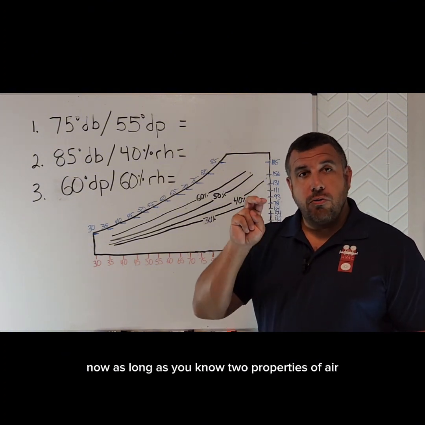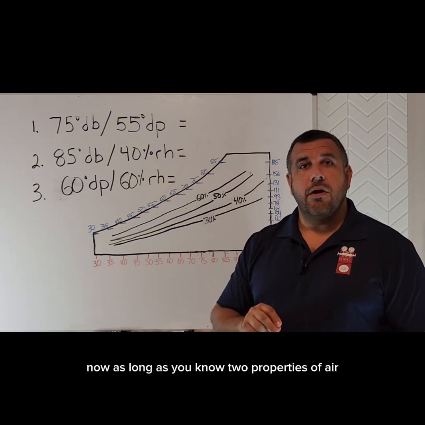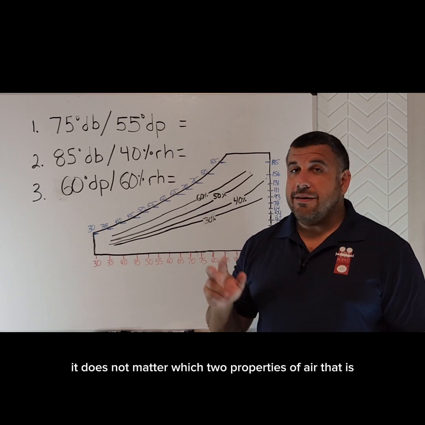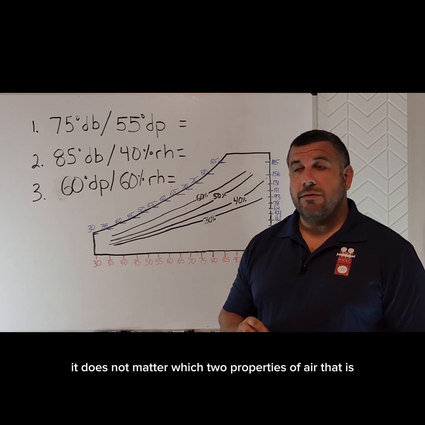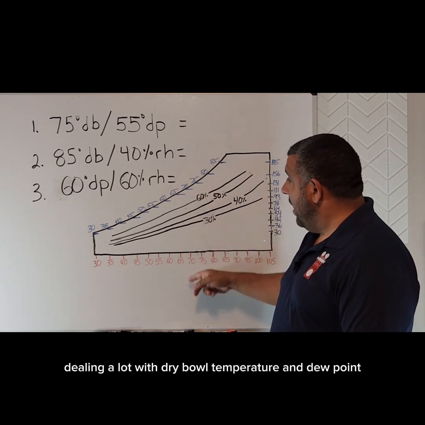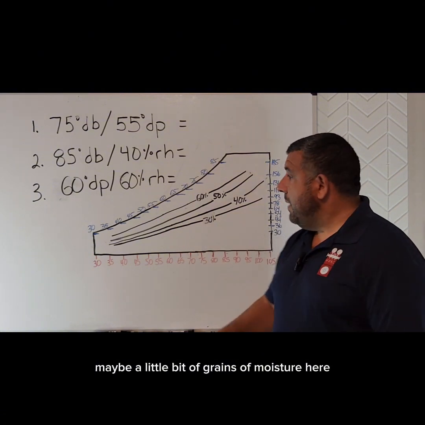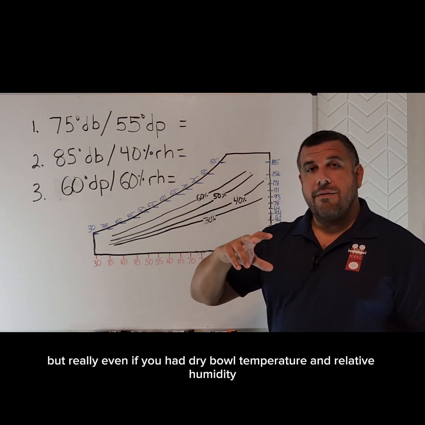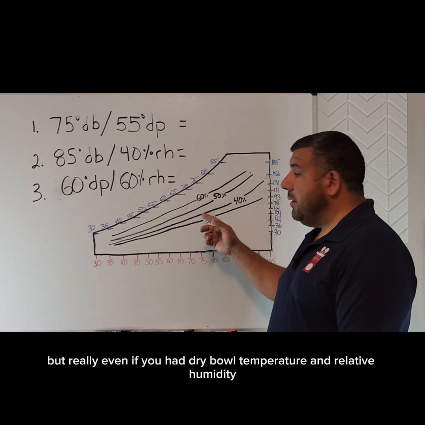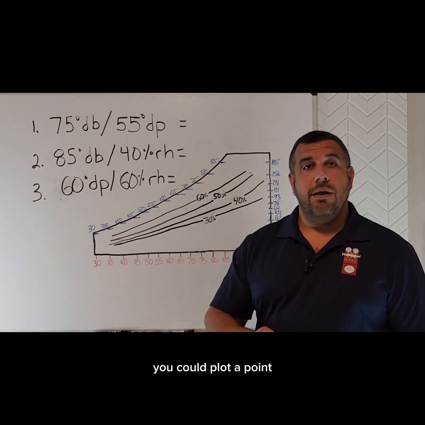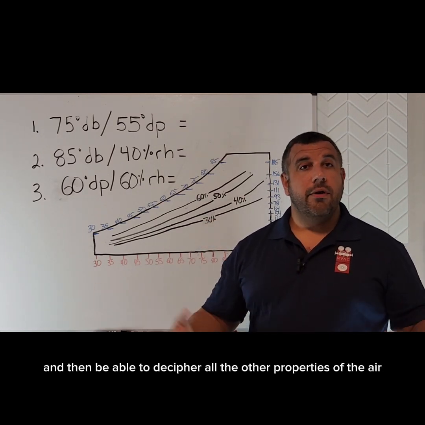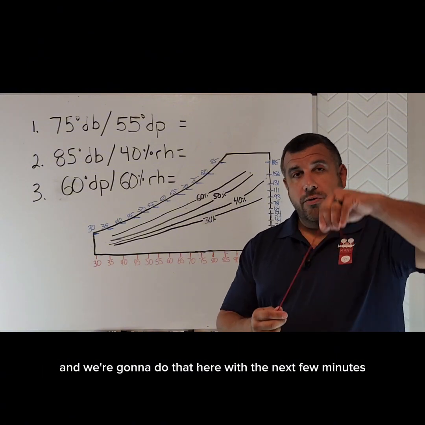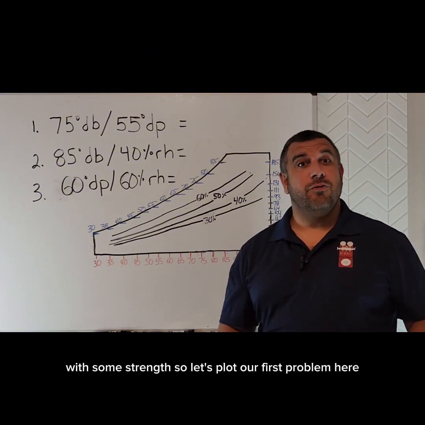Now, as long as you know two properties of air, you can plot a point on the chart. It does not matter which two properties of air that is. We've been dealing a lot with dry bulb temperature and dew point, maybe a little bit of grains of moisture here on the right side of the chart. But really, even if you had dry bulb temperature and relative humidity, you could plot a point and then be able to decipher all the other properties of the air. And we're going to do that here over the next few minutes with some string.